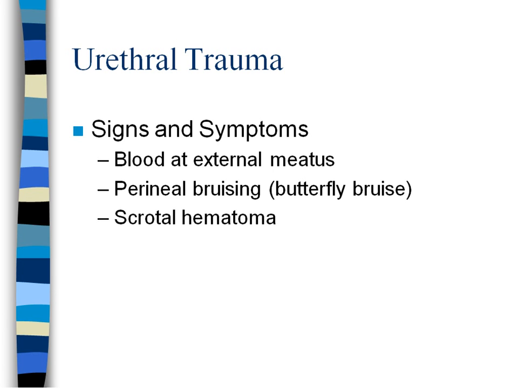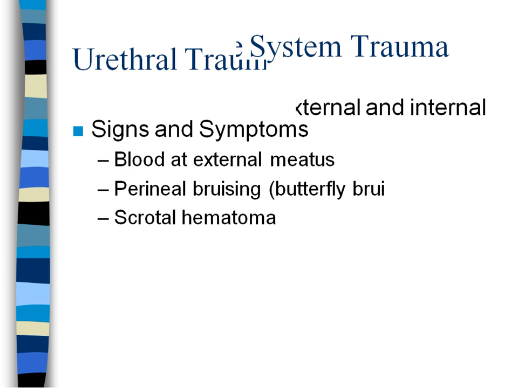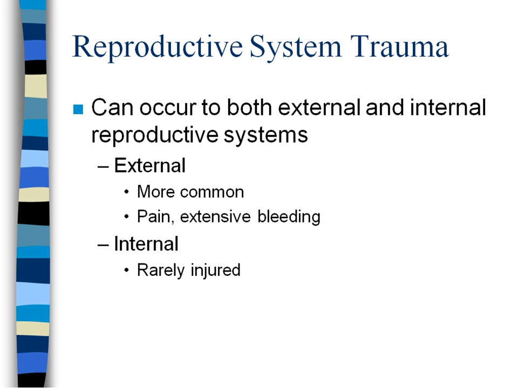Urethral trauma, signs and symptoms: blood at the external meatus. Okay, so the external structures. Perineal bruising or scrotal hematoma. You know what hematoma is? Essentially it's bruising. It can occur to both external and internal reproductive systems. External is more common: pain, intensive bleeding, etc. Internal is rarely injured. Your ovaries, for example, are kind of free-floating, small, harder to get.